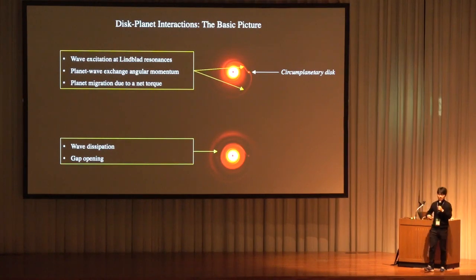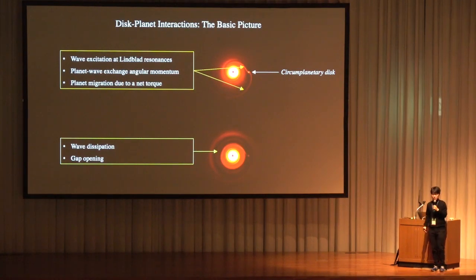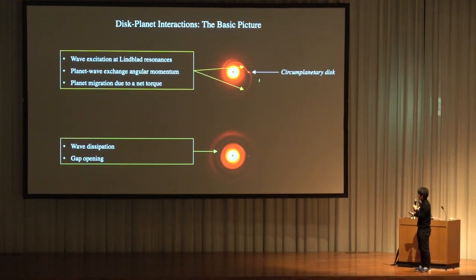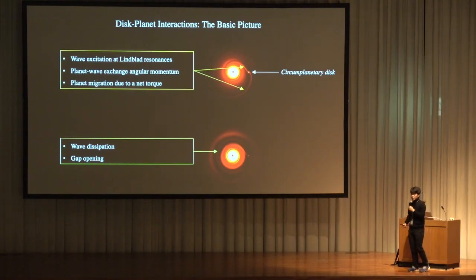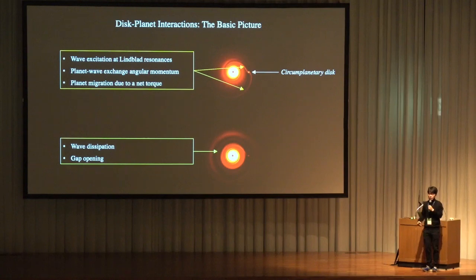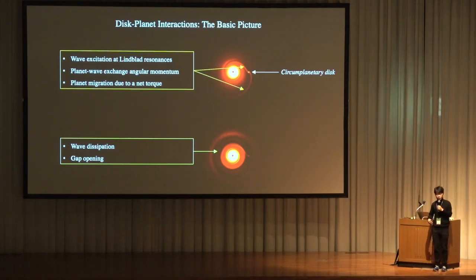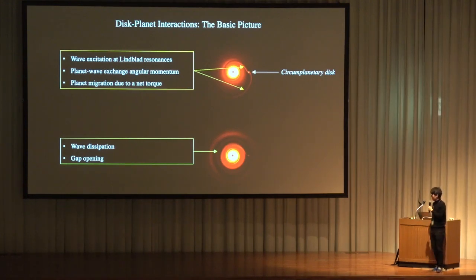So a planet excites density waves at Lindblad resonances, and those density waves exchange angular momentum with the planet as they propagate away from the planet. The net torque that the planet feels can drive the planet to migrate. At the same time, the planet may assemble a small circumplanetary disk around itself. If nothing happens to those density waves, they will just happily propagate in the disk until they reach the edge of the disk. But if the waves are able to dissipate for whatever reason, then their carried angular momentum will be transferred to the local disk material, and that can cause gap opening and gap ring formation.